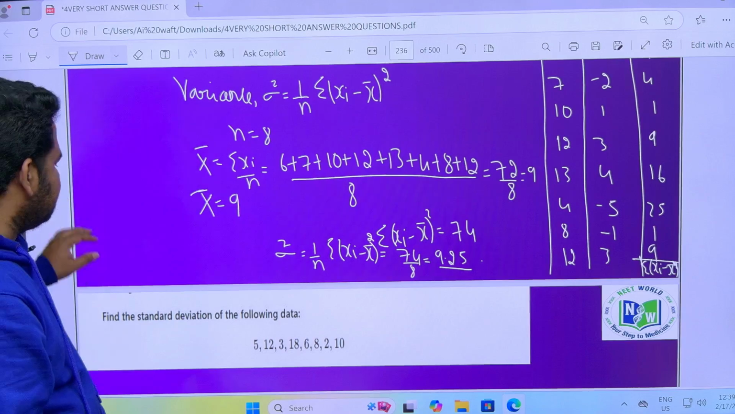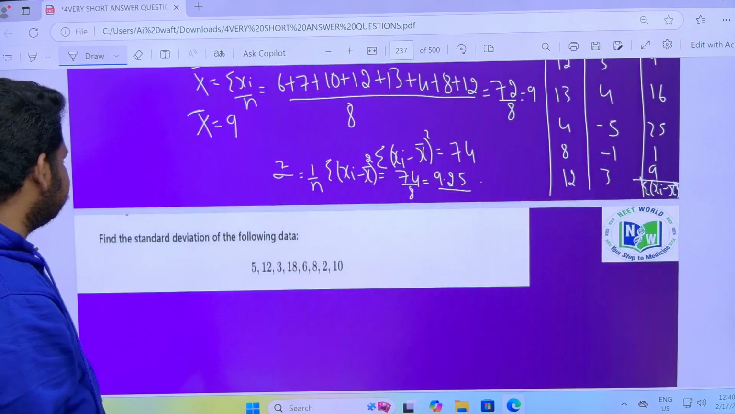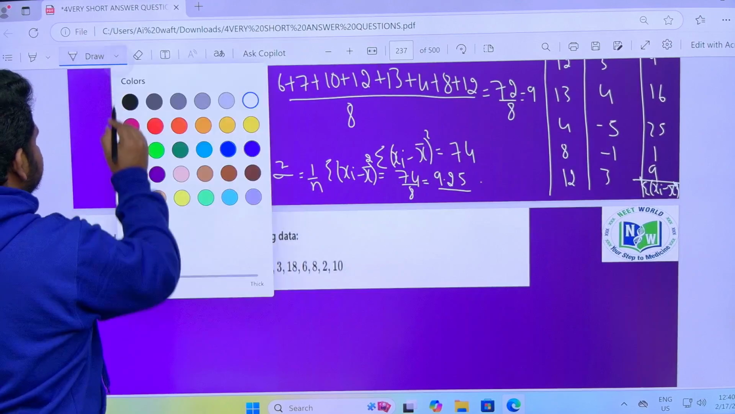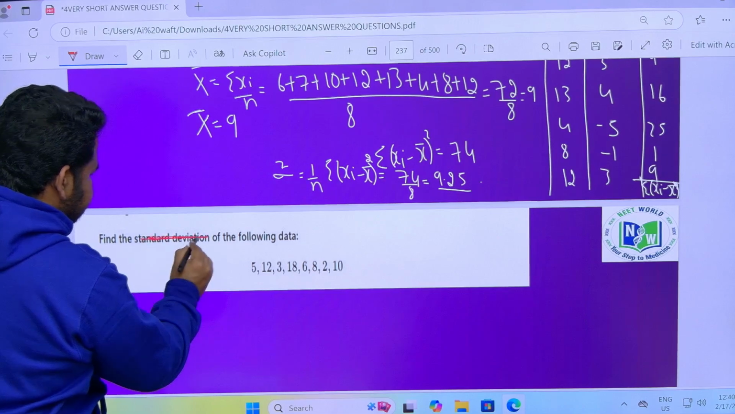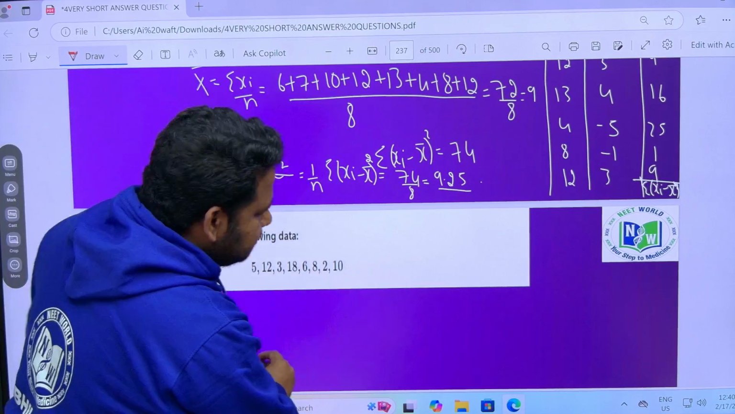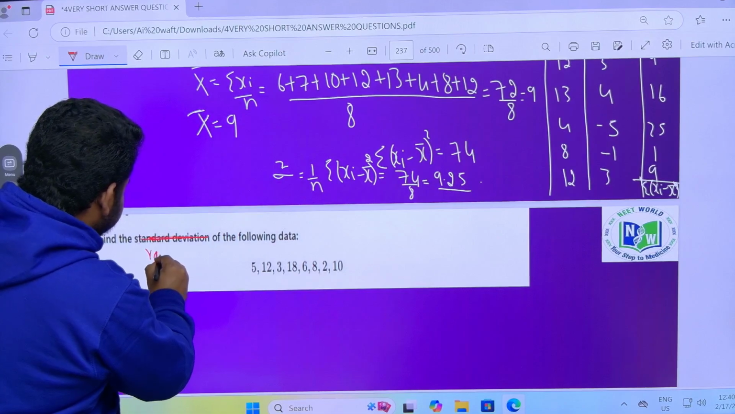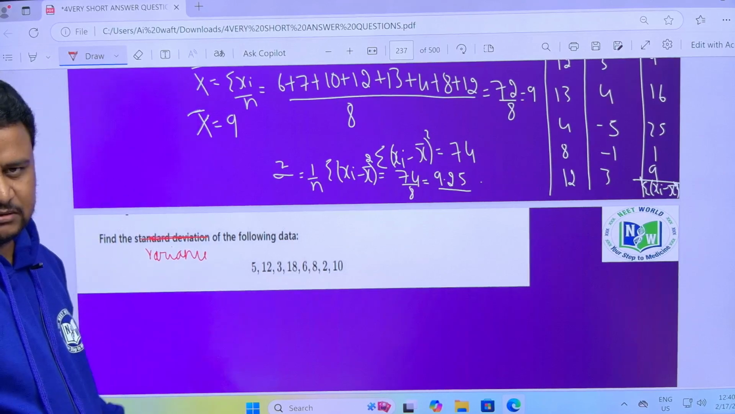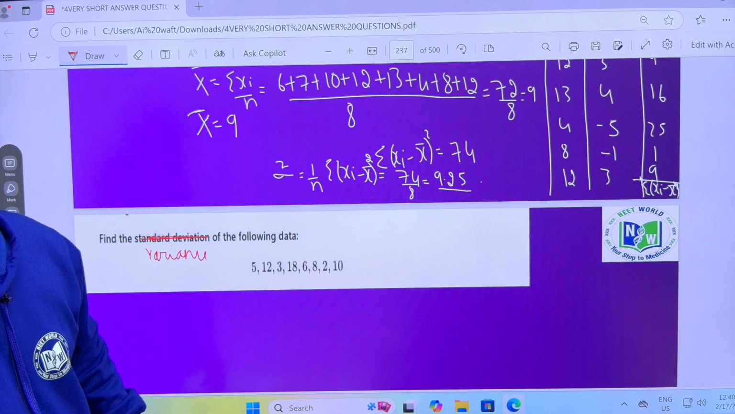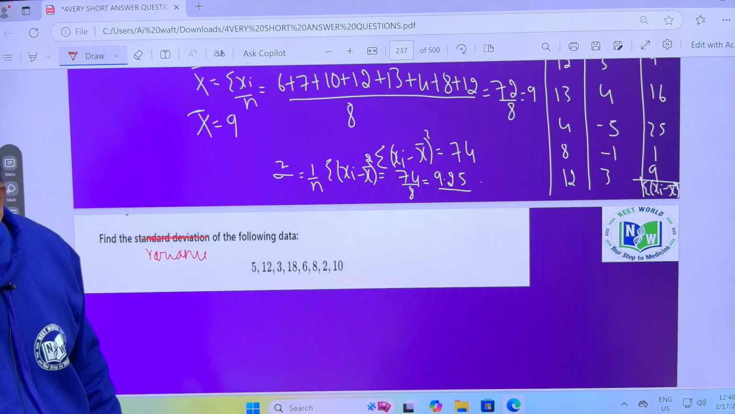Find the variance. This is not standard deviation, this should be variance. Again, this question is based on variance. Find the variance of the following data. This is the last question for this chapter when it comes to PYQ. This was asked in the year March 2019.